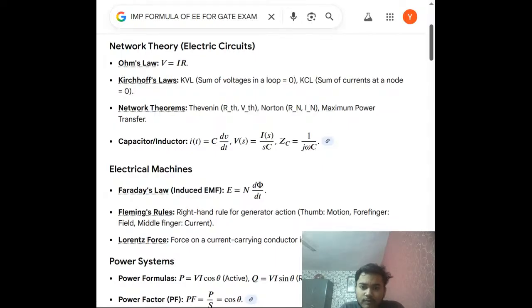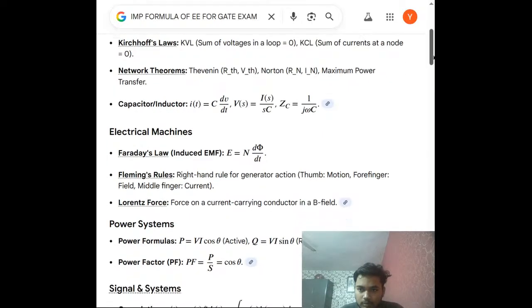Kirchhoff's law. The sum of voltage in a loop equals 0, and the sum of the current at a node equals 0. It means the algebraic sum of the current at a node is 0, which means all the incoming current equals all the outgoing current. So the algebraic sum equals 0. In a loop, the sum of voltage is 0.